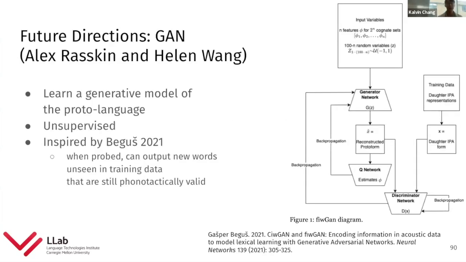Right. Now, some other exciting future work that is currently being worked on by members of our lab, including Alex, who is here today, includes using a generative adversarial network to learn a generative model of the proto-language. So this is unsupervised, and it's inspired by Bagouche 2021, who found that when probed, a generative adversarial network can output new words unseen in the training data that still respect the phonotactic constraints of the language. So that's pretty cool.